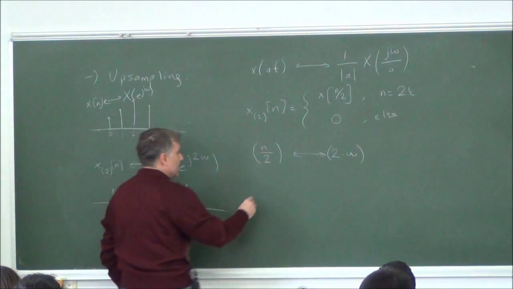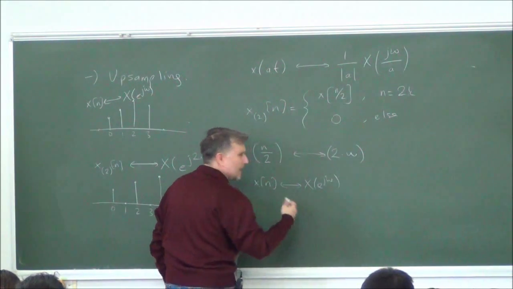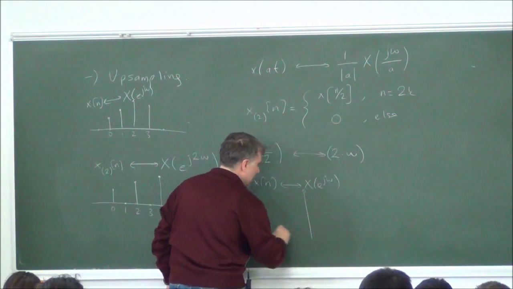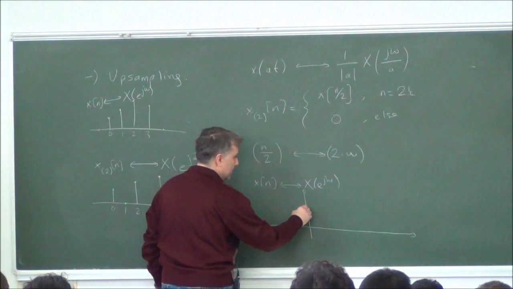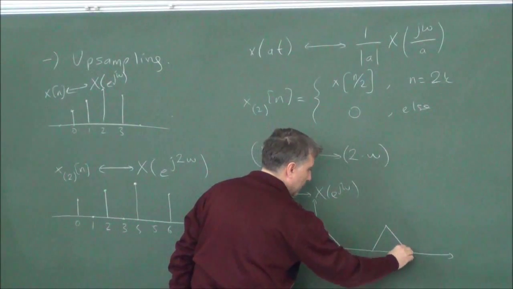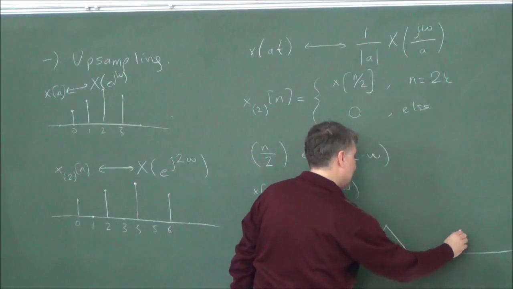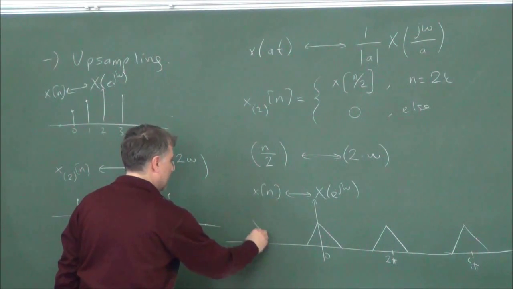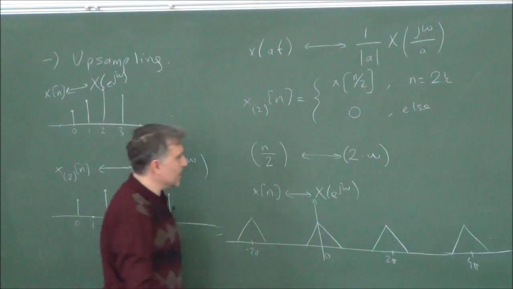It looks like this. If you have an x of n, which has a Fourier transform of x of e to the j omega, let's give an arbitrary shape to this x of e to the j omega. Let's assume that it's low pass without any loss of generality. Like this. Notice that it is 2 pi periodic. Okay, so this is x of e to the j omega.